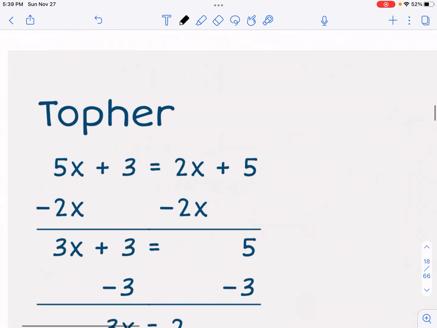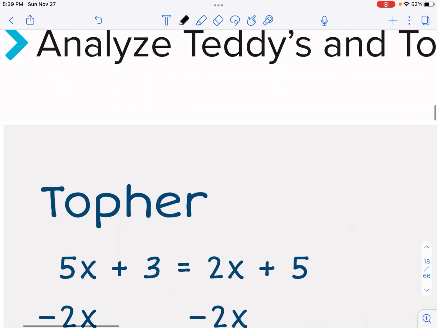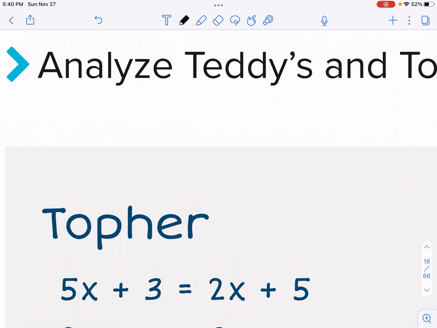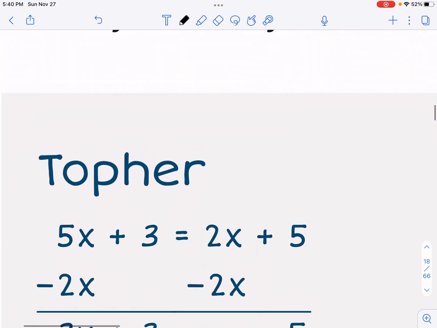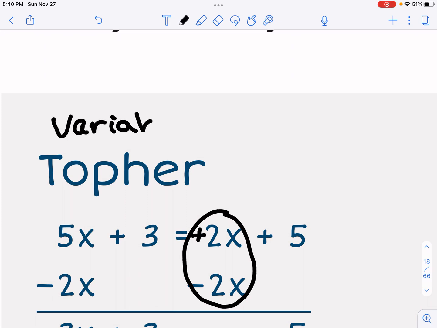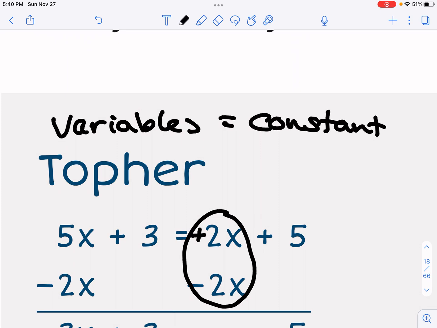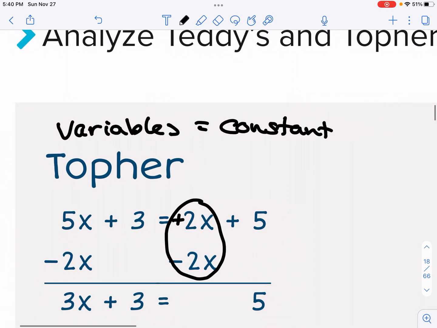All right, let's look at Topher. So he has this equation here. If you can just annotate as I'm annotating here. Remember, you have to get variables on one side, constants on the other. So he probably saw that we have this positive 2x. So he subtracted 2x to both sides. This is equal to 0. So he's doing that to get no variables on the right side. So it looks like he's trying to get variables on the left side and then constants on the other. Okay, constants, like you remember from last video, is just a number.